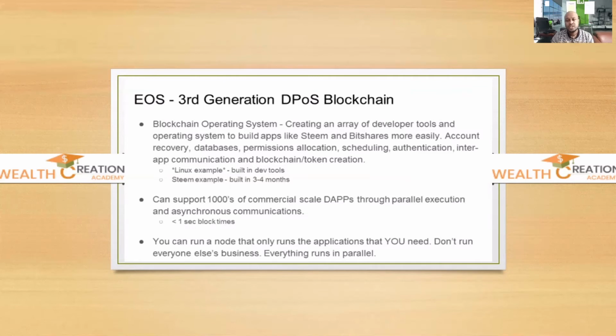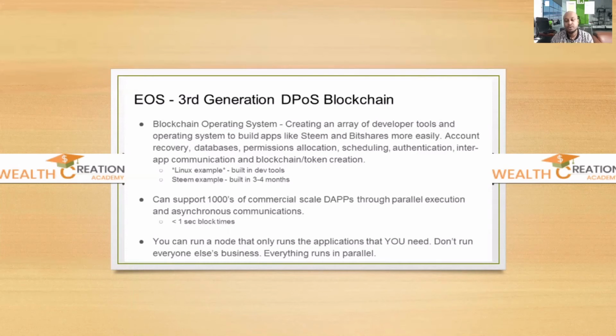Okay, so EOS is a blockchain operating system which creates an array of developer tools, so people can build DApps, which are decentralized applications, and operating systems to build things like Steem, for example, or BitShares, more easily. They can have account recovery, database, permission, allocation, scheduling, authentication, interchain communication, blockchain or token creation. For example, like Linux, built-in dev tools. Steem, for example, was built in 3 to 4 months, very quickly.